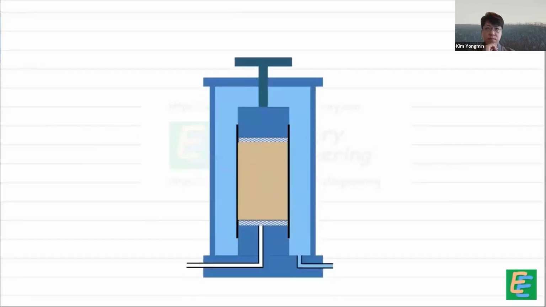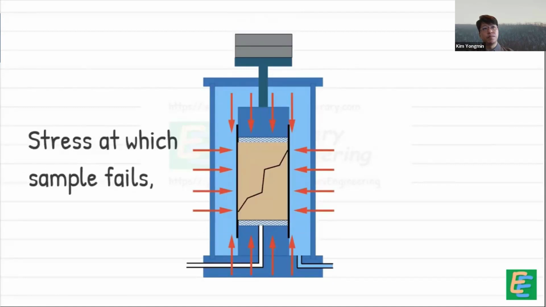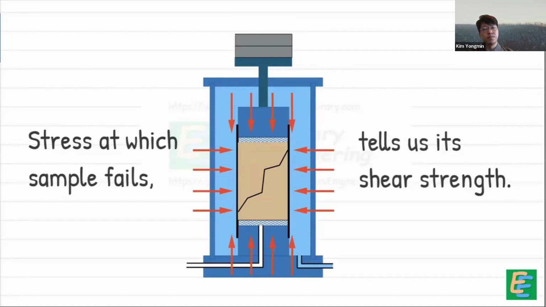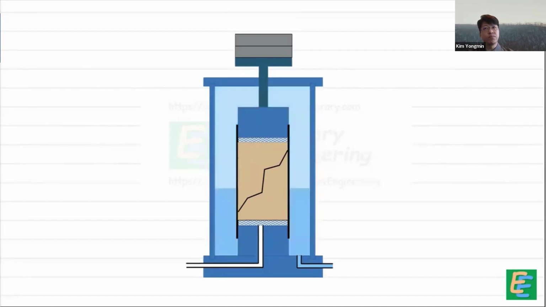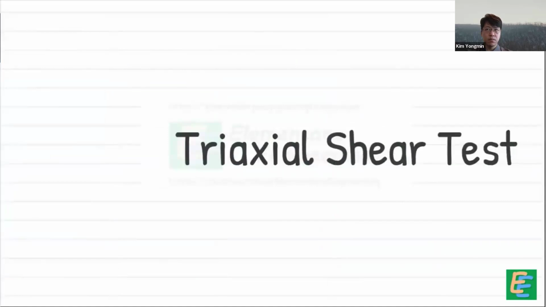In short, we take a soil sample and place it inside a triaxial apparatus. This machine applies a pressure on the sample from all the sides and an additional axial stress until it fails. The stress at which it fails tells us its shear strength. The apparatus uses fluid, usually water, to apply the confining pressure. In this case, our machine uses air pressure, simulating real world conditions. To understand the whole process in more detail, let's dive into the triaxial shear test method.